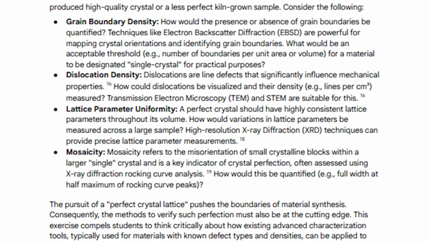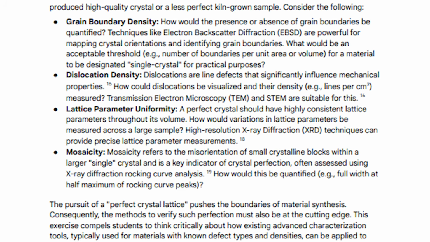Mosaicity. Mosaicity refers to the misorientation of small crystalline blocks within a larger, single crystal, and is a key indicator of crystal perfection, often assessed using X-ray diffraction rocking curve analysis. How would this be quantified, e.g., full width at half maximum of rocking curve peaks?